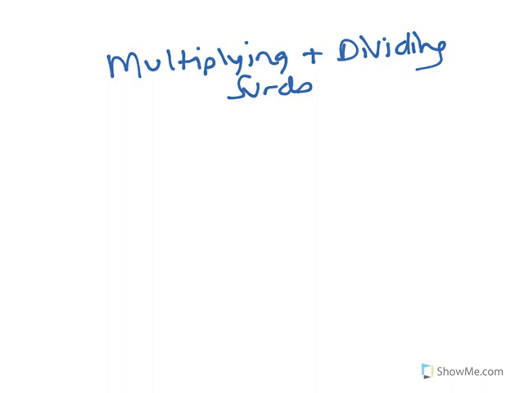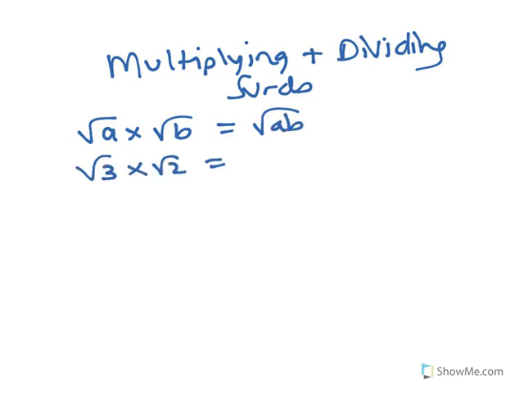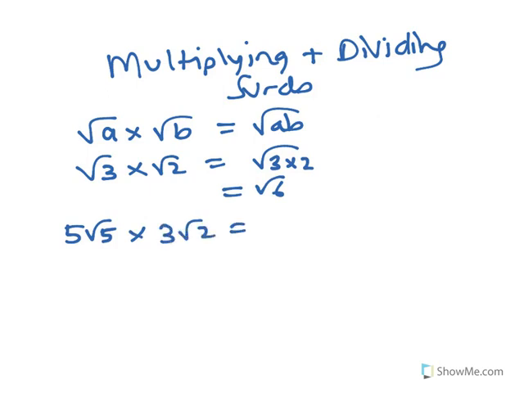Okay, so just multiplying and dividing surds. So your basic rule is root A times root B is just root AB. So like root 3 times root 2 would be 3 times 2, which would be root 6. Now if I have 5 root 5 times 3 root 2, what would that be?